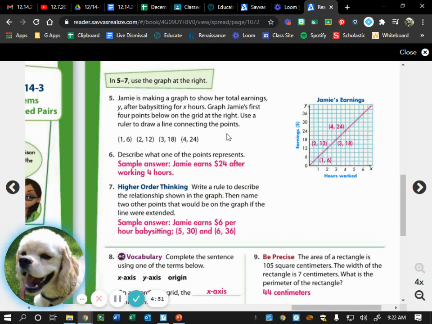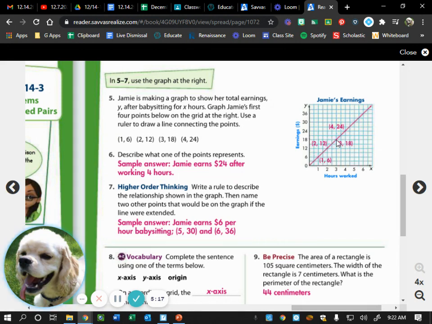Questions on number 5 with the graphing and drawing a line? Okay. So then number 6 said, describe what one of the points represents. So your answer might be a little different depending on which point you chose. My book chose (4, 24). So that's this one. And so that represents that after 4 hours, Jamie has earned $24.